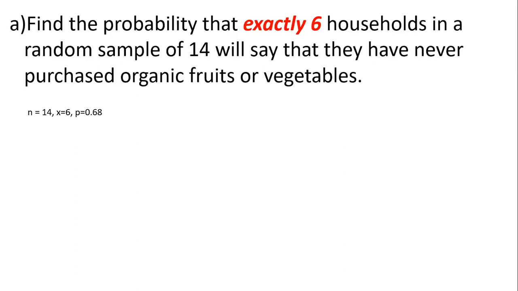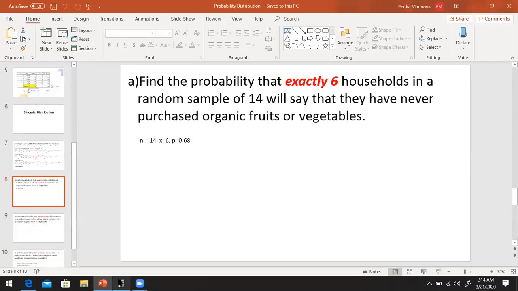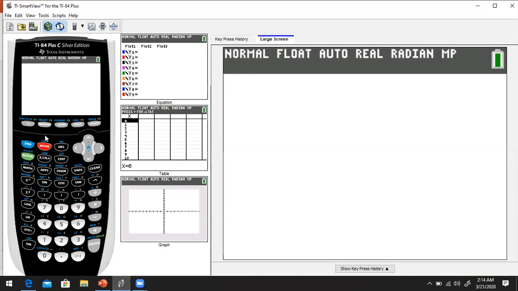Find the probability that exactly 6 in a random sample of 14 will say that they have never purchased organic fruits or vegetables. So in this case, the number of trials n is 14. The number of successes, x, is 6, and the probability for success is 0.68. Now, how to calculate this using the calculator? Since it's exactly, we need the function binomial PDF.